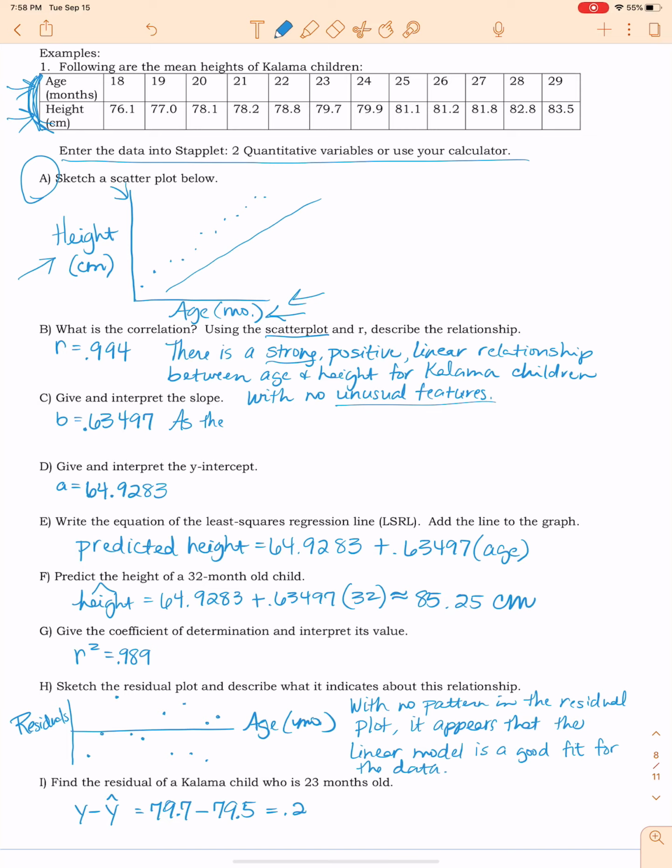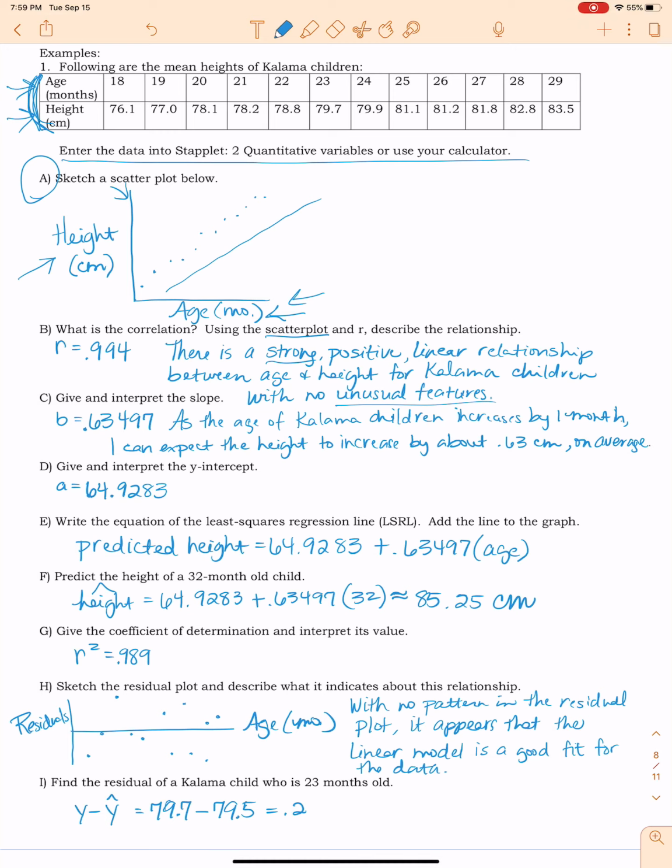And when I interpret that, I need to do it like this. As the age of Kalama children increases by 1 month, I can expect the height to increase by about 0.63 centimeters on average. Okay, so you can always interpret the slope this way.